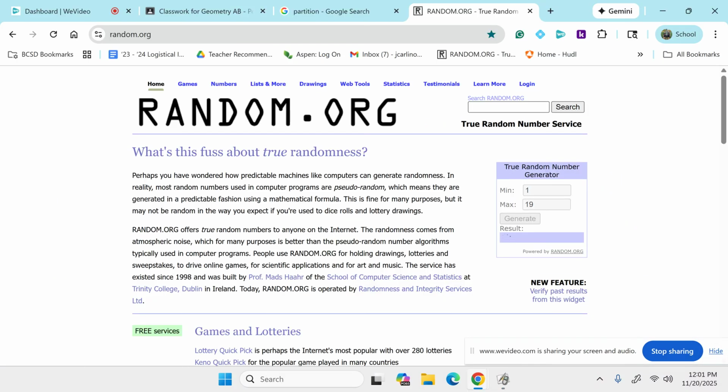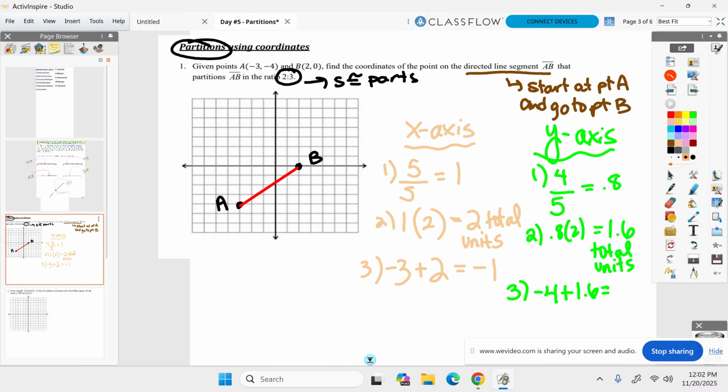And where do I end up on the y-axis now? David. -4 plus 1.6 is -2.4. Is that right? Yep. -2.4. Now, let's put these two together, and I'll talk about how you can check if you're right or wrong. So we're going to say that point is -1, -2.4.